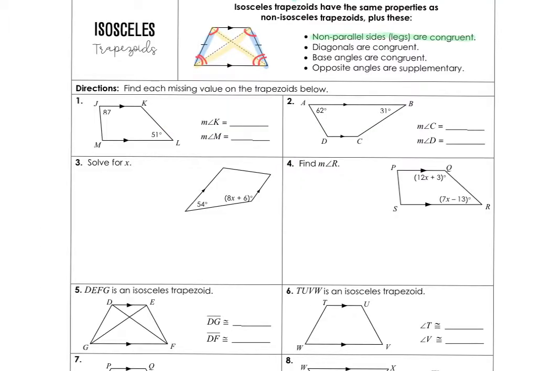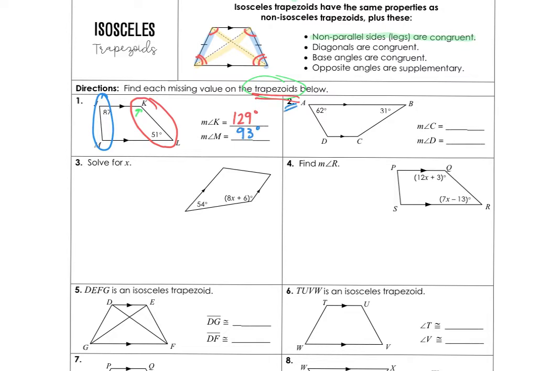All right, so let's take a look at a few example problems here. We have a trapezoid JKLM, looking for the measure of angle K. The way we would find the measure of angle K is that those two angles are supplementary. This is just a trapezoid, not an isosceles trapezoid. So since those two angles are supplementary, K is 129 degrees, 180 minus 51. And these two angles are supplementary, so that M is 93 degrees.